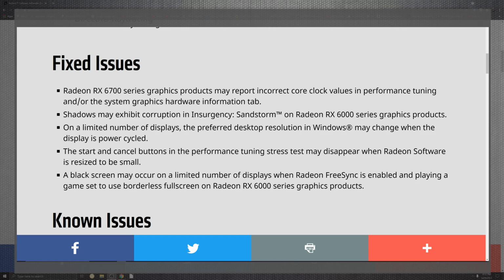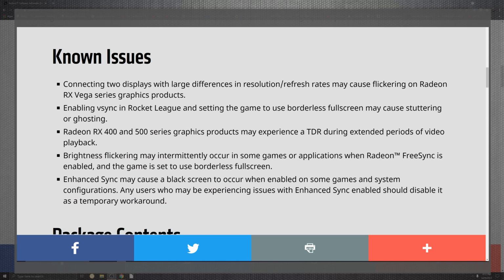For as far as the black screen that may occur in limited number of displays when the Radeon FreeSync is enabled and playing the game and set to borderless full screen, the Radeon RX 6000 graphic products may, well, now hopefully work.